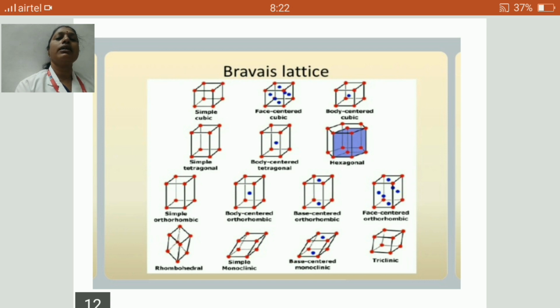In rhombohedral, only simple rhombohedral is possible, so all the corners are occupied by atoms. In monoclinic, 2 arrangements of atoms are possible: simple monoclinic and base-centered monoclinic.